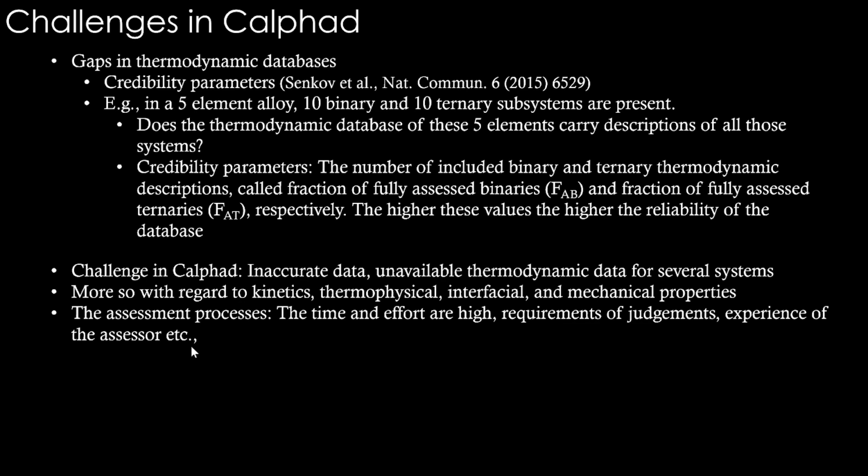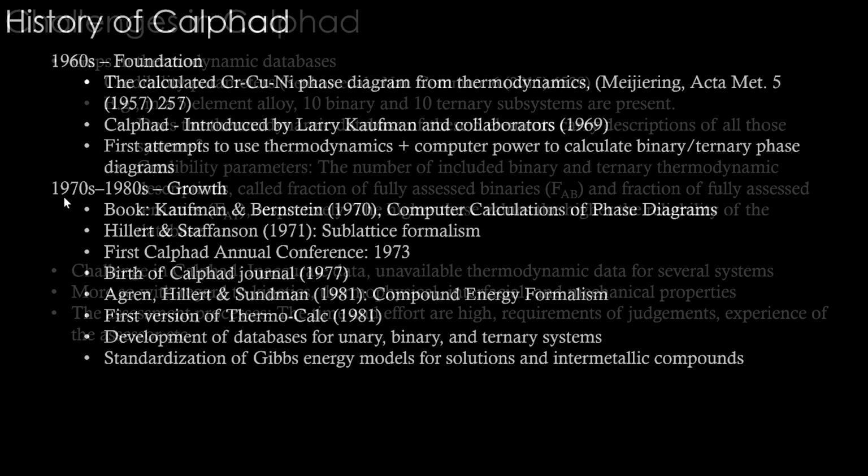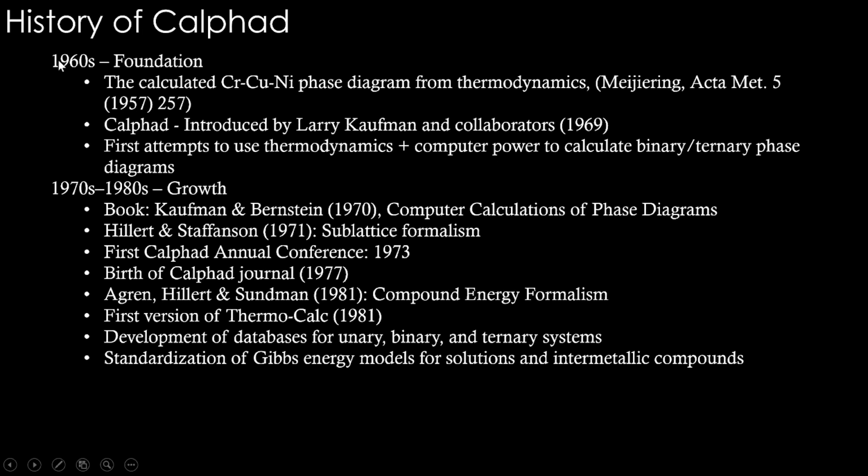Okay, so we will see how these things can be addressed in the future of CALPHAD. Before that, let's see the history of CALPHAD. It all started in the 1960s. The foundation was in the 1960s. This was the first calculated diagram, the Cr-Cu-Ni phase diagram by Meijering in 1957. Basically getting the thermodynamics, and from thermodynamics calculating the phase diagram. Okay, and then in 1969, Larry Kaufman and collaborators introduced the term CALPHAD and started using computation power for calculating phase diagrams. That is when the first attempts were made to use thermodynamics plus computer power to do this.